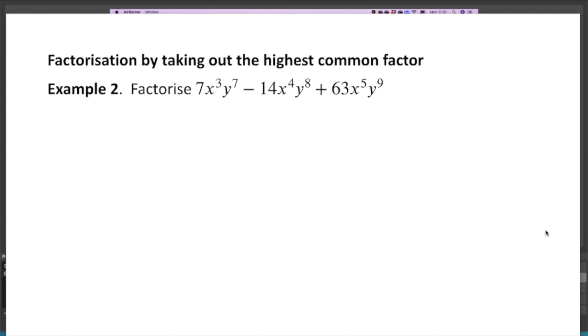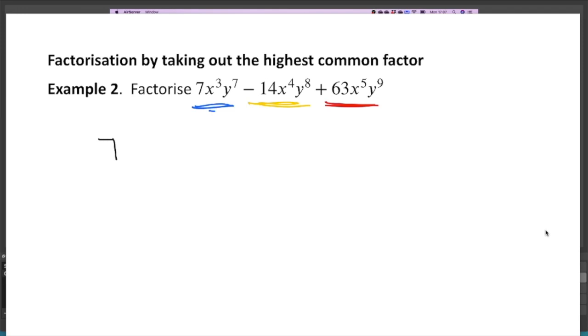All right. Here's another example. In this example, there are 3 terms. This is your first term there. This is your second term there. And that is your third term there. So look across it. Do you see anything common there? There is a 7 there, there is a 14 there, there is a 63 there. I would start with the numbers first. 7, 14, 63. What do they have in common? You'll notice 7 is common. Well, 7 goes into 7, and 7 goes into 14, 7 goes into 63.